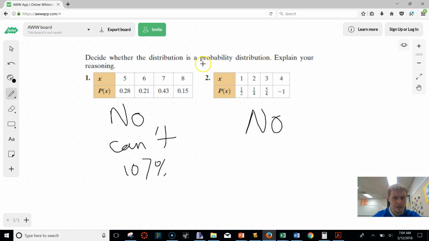So again, if it's a probability distribution, it's got to add up to 100%. If it doesn't, you can't have something happen 100% or 107% of the time. When a coach says give 110%, you're lying. You can't do that. You only can give 100%. Same thing over here, like that -1. You can't have something not happen 1% of the time. So if it has a negative, just rule it out right away.